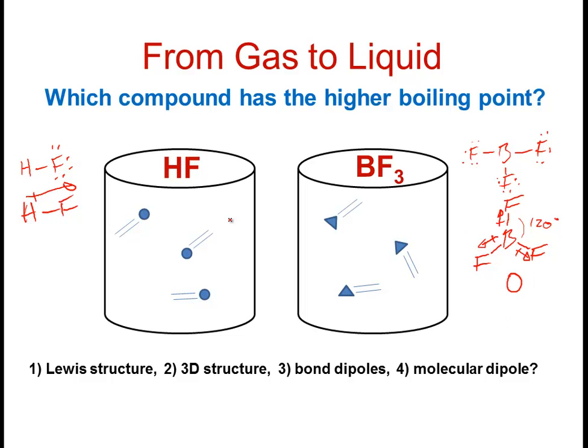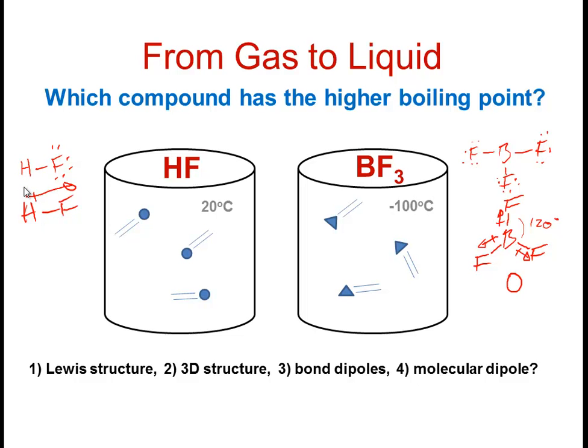So based simply on comparing dipole-dipole interactions, we would say that hydrogen fluoride is going to have a higher boiling point than boron trifluoride. Why? Because boron trifluoride has no dipole, therefore it's probably not going to stick together as strongly as hydrogen fluoride, which does. These molecules are going to stick to each other like little bar magnets, and if it's harder to get them apart than boron trifluoride, it's probably going to have a higher boiling point.